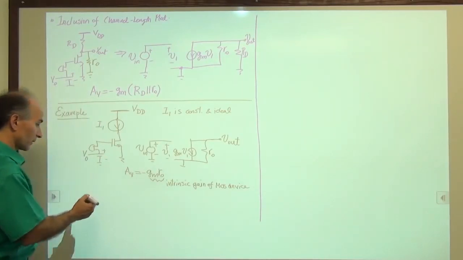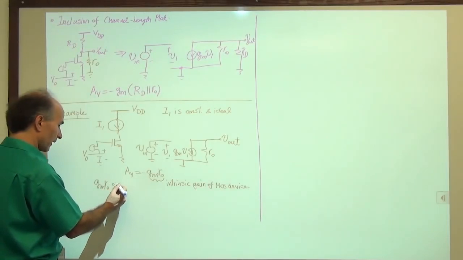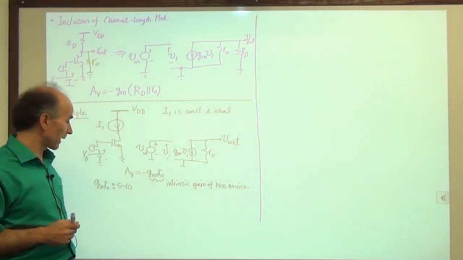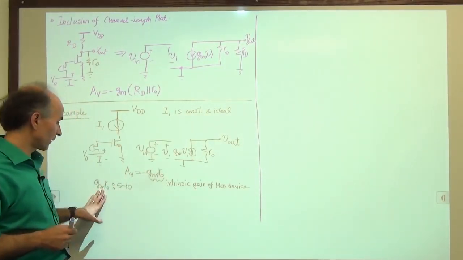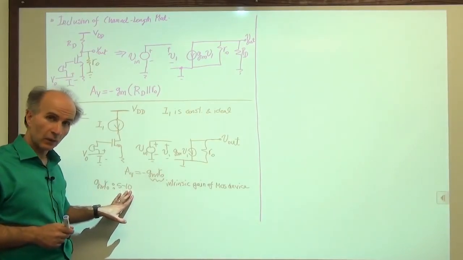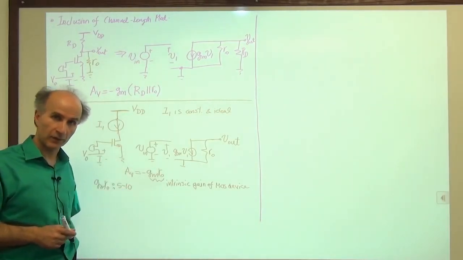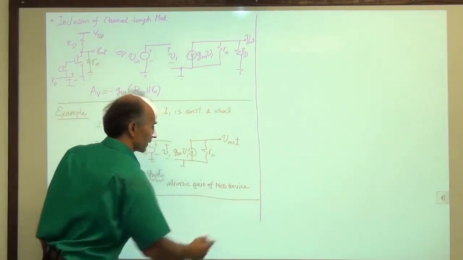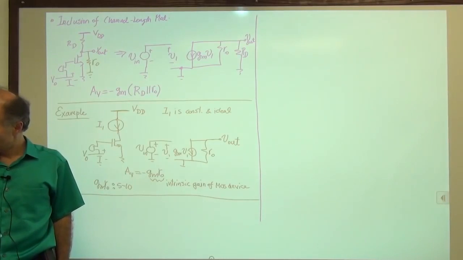In today's MOS technologies, GMRO is on the order of 5 to 10. It's not very high. But that's okay. In fact, in many of our calculations, we will assume that GMRO is much greater than 1, which is okay around here, but not a very good assumption here. But we might make that assumption sometimes. Okay, so that was this example. Let's move on to the next case.